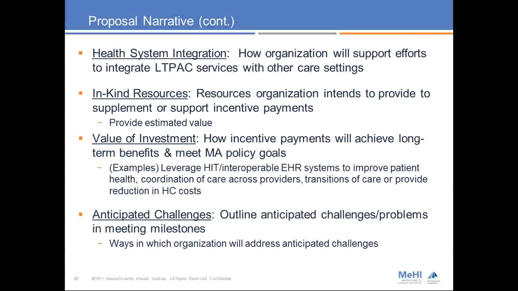Anticipated challenges. Applicants shall describe anticipated challenges and problems that they envision may occur in meeting these milestones and ways that they will be able to address them.